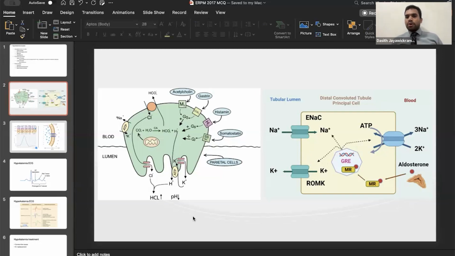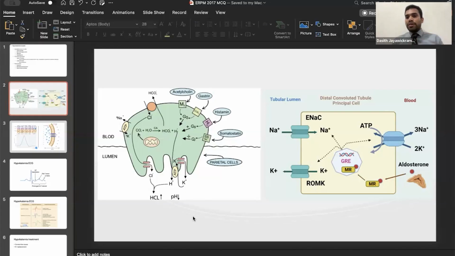So why does hypokalemia occur? There's no obvious reason for hypokalemia. If the hydrogen is lost, more and more hydrogen will be secreted, then more and more potassium will be absorbed into the body. Then why is this hypokalemia? That is because when we vomit excessively, we go into dehydration.